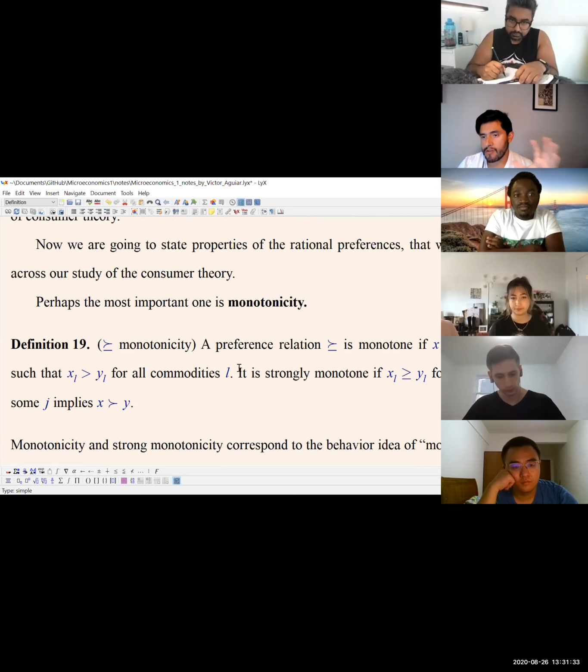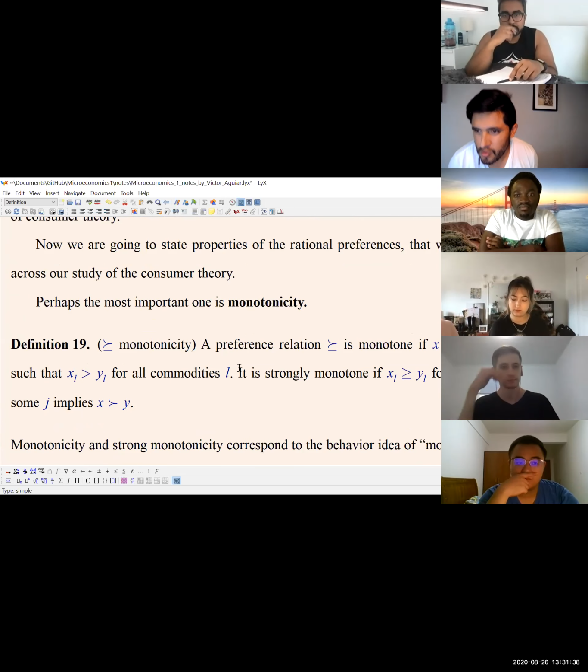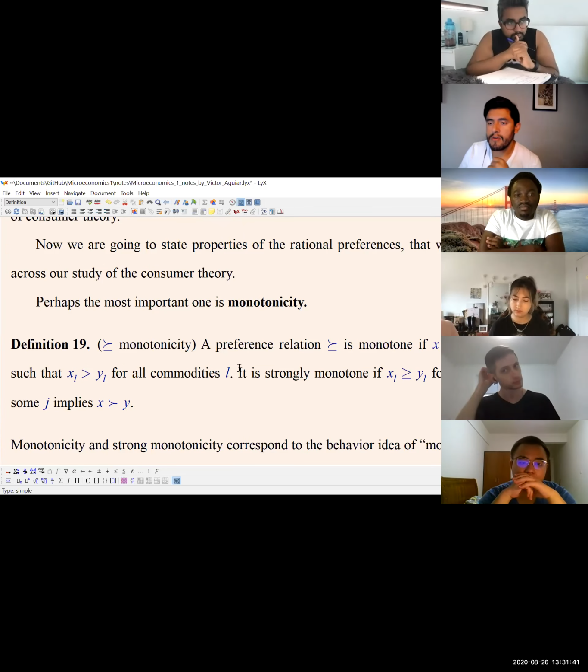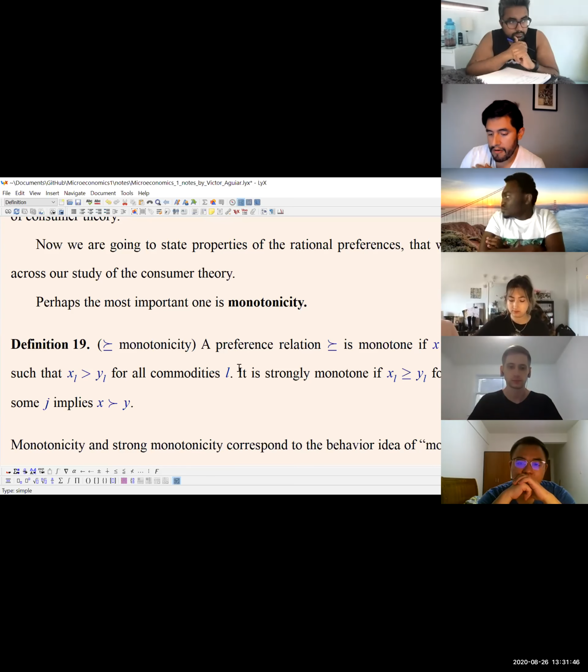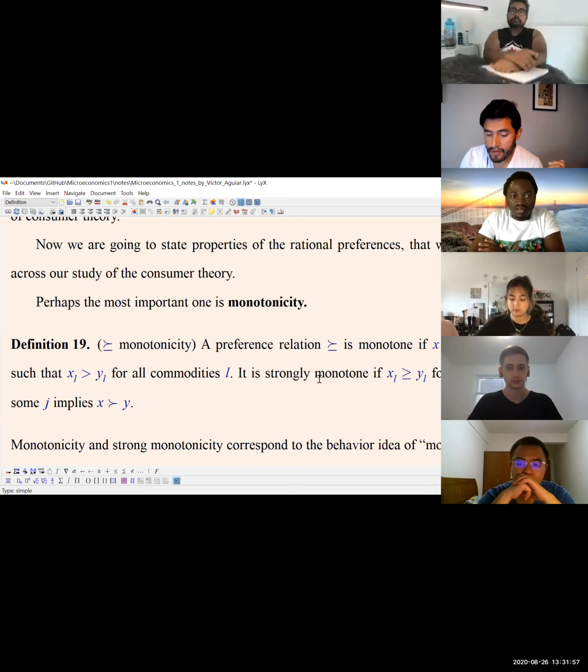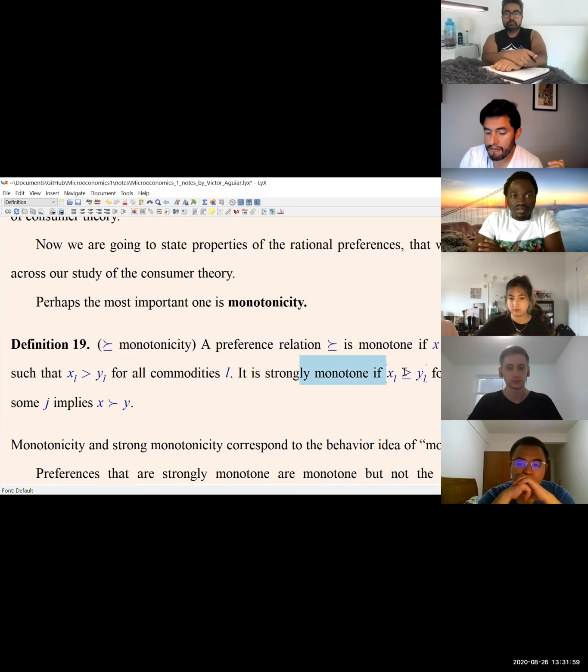Okay, and now I'm going to define some additional properties that I'm going to use. The first one is called monotonicity. And this one is super important because it's going to play a role whenever we're doing problems. So monotonicity says a preference relation is monotone whenever X is strictly preferred to Y, whenever entry by entry, the entries of X are strictly greater than Y. And then we say it's strongly monotone if X_l is weakly better than Y_l entries for all the goods, but at least there is some entry under which X_l is strictly above, okay?